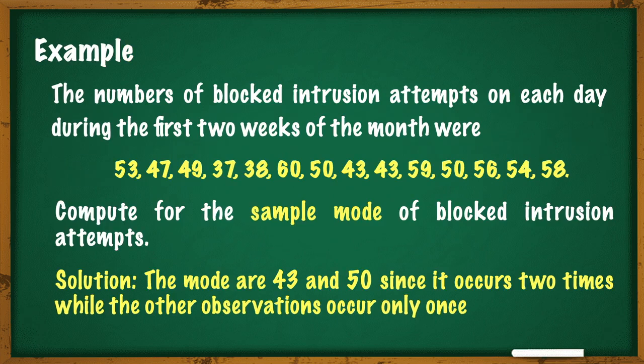For example, the number of block intrusion attempts for the first 2 weeks of the month. The sample mode of the block intrusion attempts would be 43 and 50, since each occurs 2 times while the other observations occur only once.